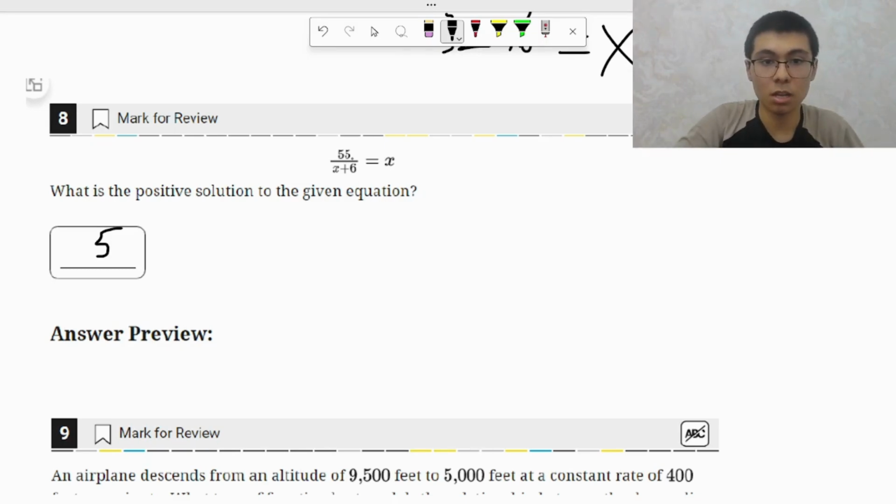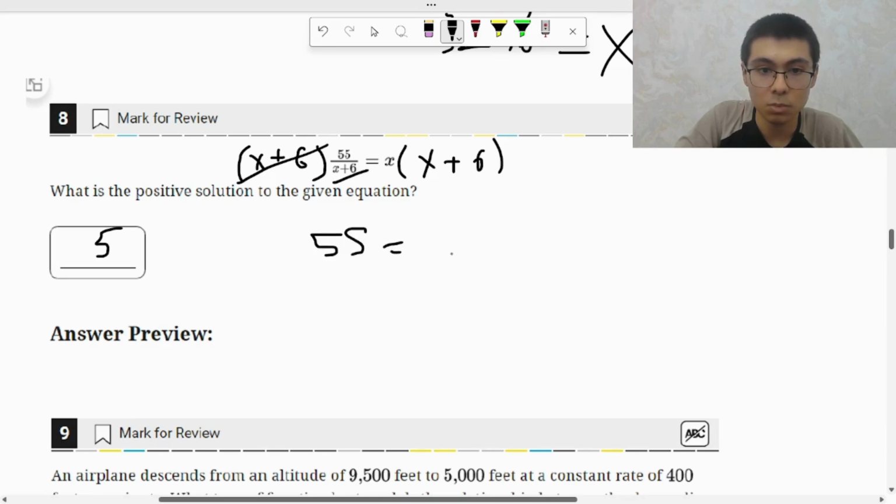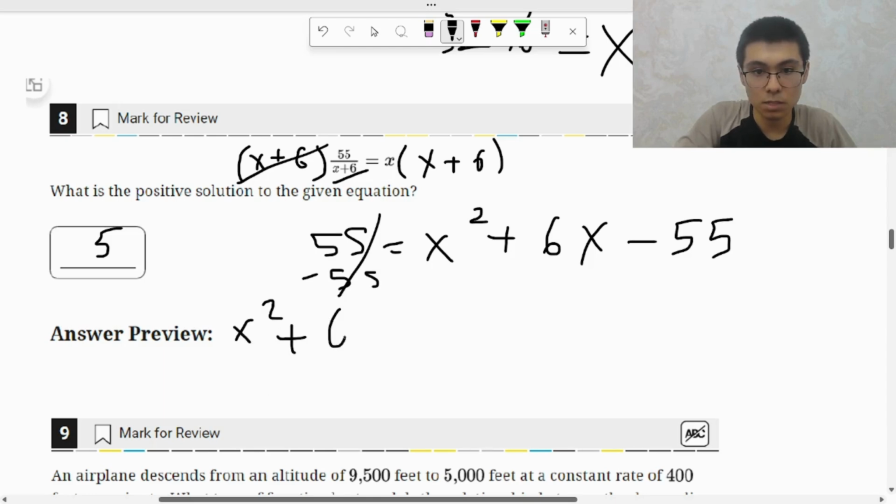So the second way is, firstly, I'm going to multiply both sides by x plus 6, and I'm going to get 55 equals x squared plus 6x. So I'm going to minus 55 from both sides. So we'll have x squared plus 6x minus 55, and this will equal 0.